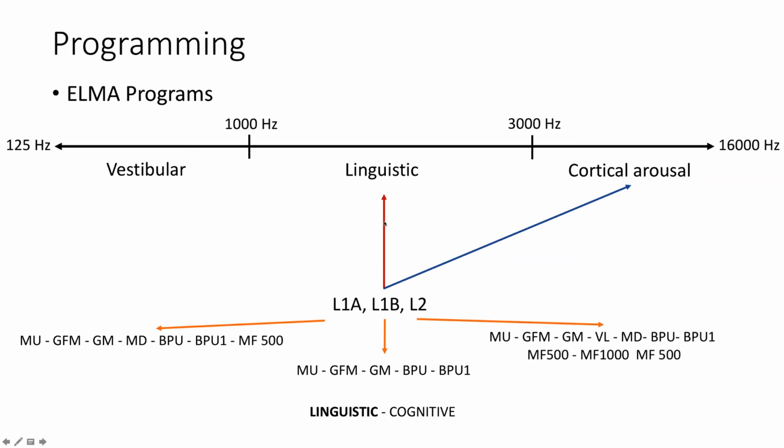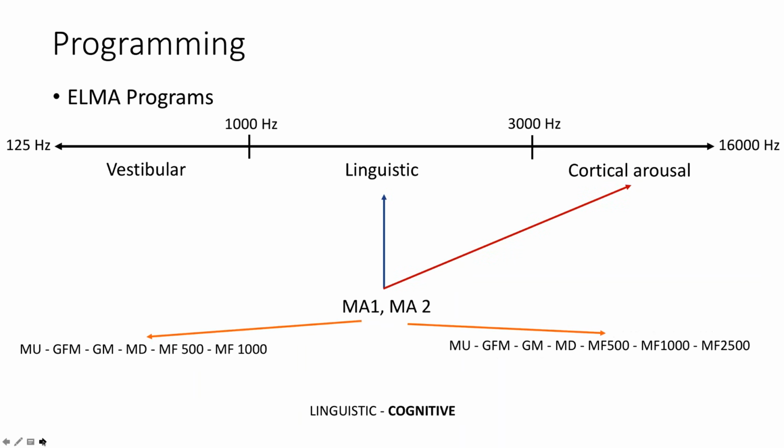Then we have the linguistic programs, which concentrate more on the linguistic and on cortical arousal, because we start using the filtering, which means that we are cutting off the vestibular area. So these areas won't be stimulated as much as in the other programs. Okay, and as we go up in the programs, you see that the filters go higher up. So we're working much more in the linguistic areas and concentrating our work in linguistic and cortical arousal.